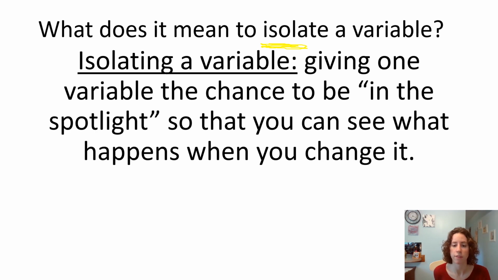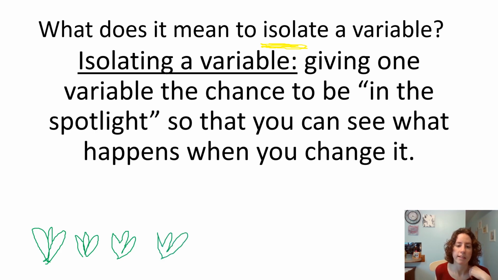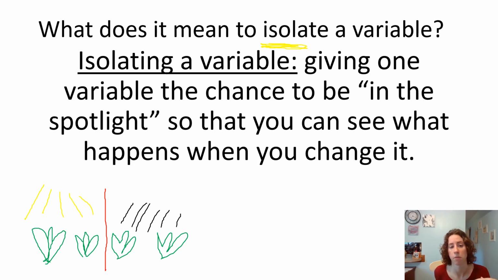So for example, if I want to see what is the most effective way to grow some plants, and I have a group of plants, and I put half of them in the sunshine and half of them in the dark, that could be an interesting experiment on seeing whether the sunlight, my variable of light or no light, makes a difference in how the plants grow.